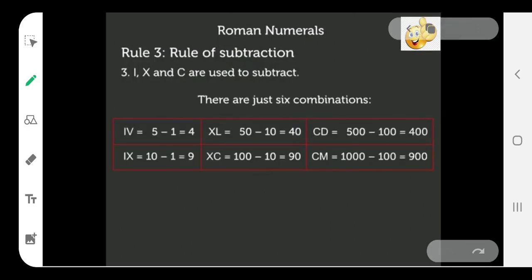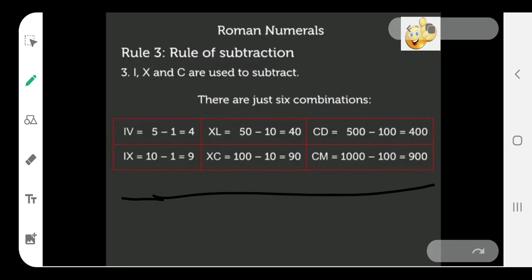Now third, and this is the last rule, and this is very important, which you have to write in your notebook and remember very well. The rule is I, X and C are used to subtract always, and there are just 6 combinations which will make your calculations easy, and you can keep in mind all these things.